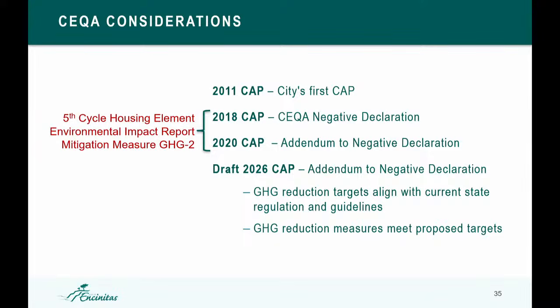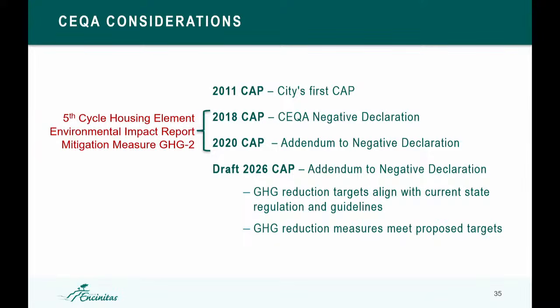And through that report, it was identified that there would be an environmental impact as a result of the greenhouse gas emissions that would be generated by the additional development and housing that was going to be built as a result of the housing element. Because of that, mitigation measure GHG2 was established as part of that EIR, and that directed the city to adopt an updated climate action plan that was CEQA qualified. So that was the planning document that required the updated CAP at that time to have an environmental analysis.